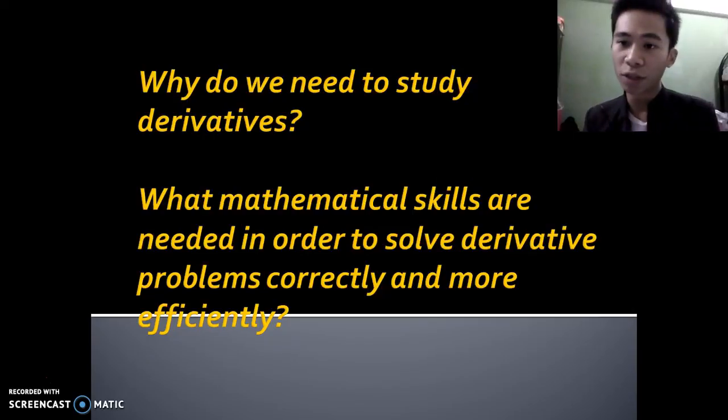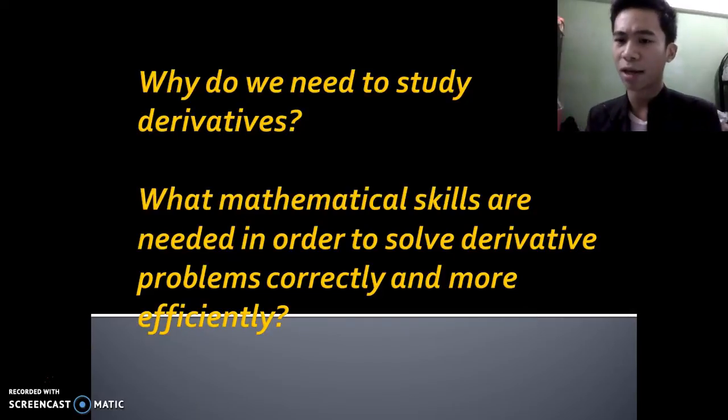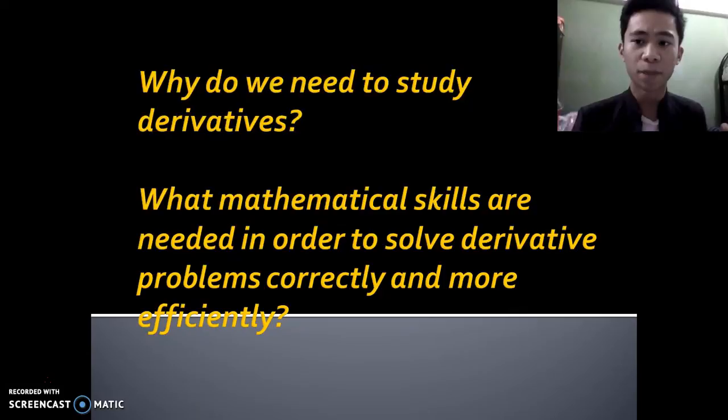So what mathematical skills are needed in order to solve derivative problems correctly and more efficiently? Of course, derivatives involve calculus, and to be able to understand calculus, you need previous knowledge about algebra and trigonometry and statistics and things like that. So basically, the mathematical skills we require are algebra, geometry, and all the basic stuff.